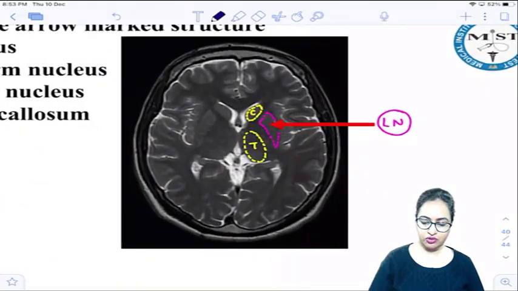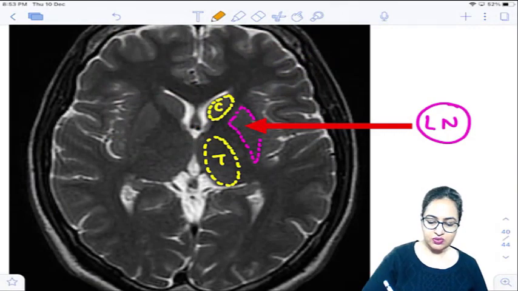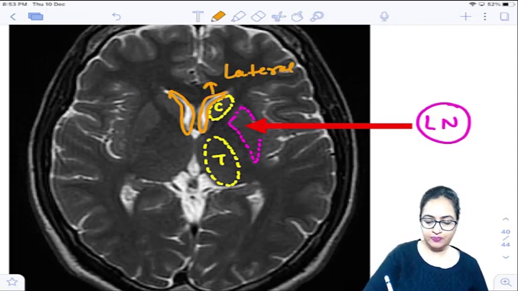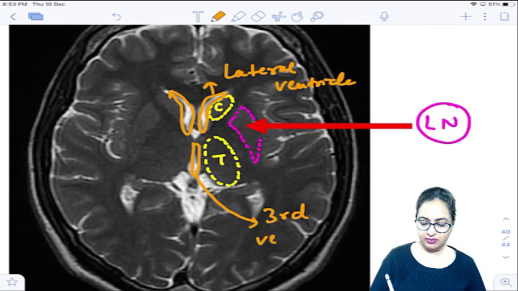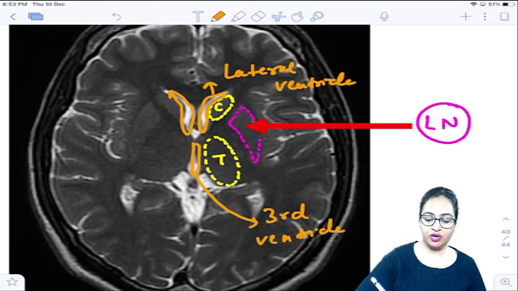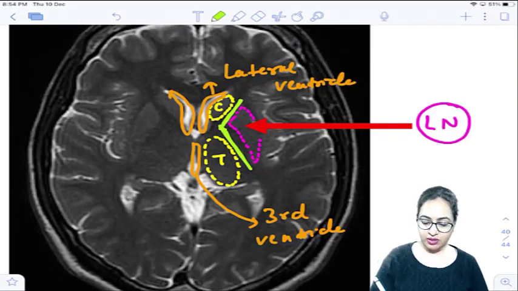If I come back to this picture, we can also identify these ventricles. The ventricle just adjacent to the caudate nucleus is the lateral ventricle, and the one present over here is the third ventricle. And we have already mentioned that the fibers present over here are the internal capsule.